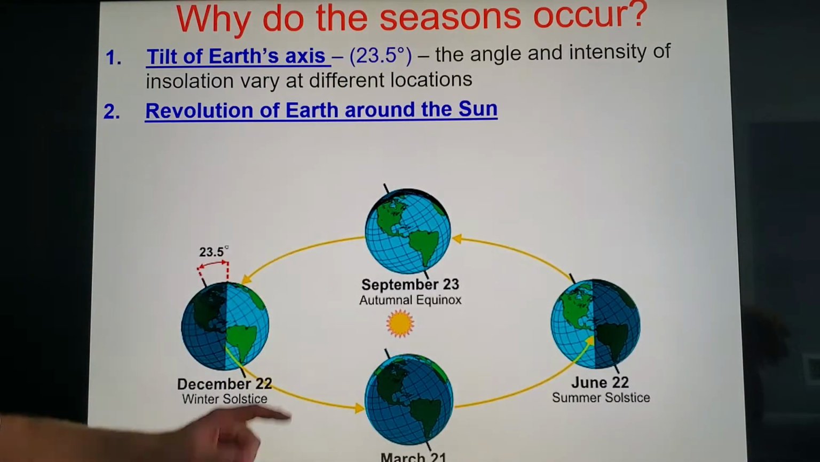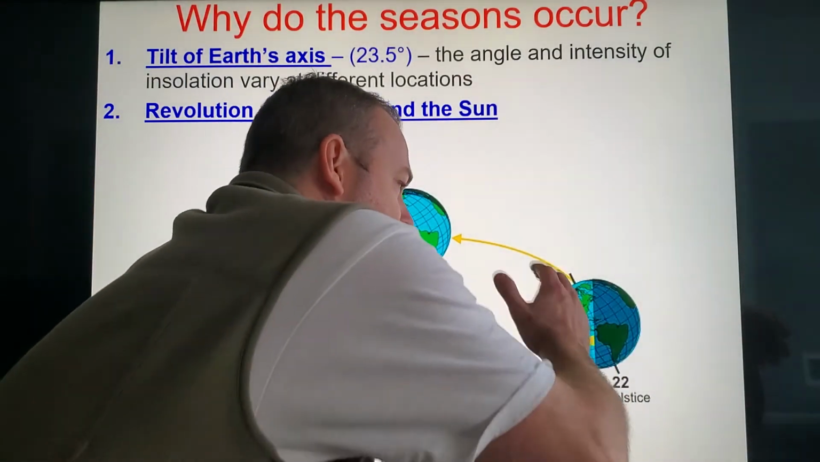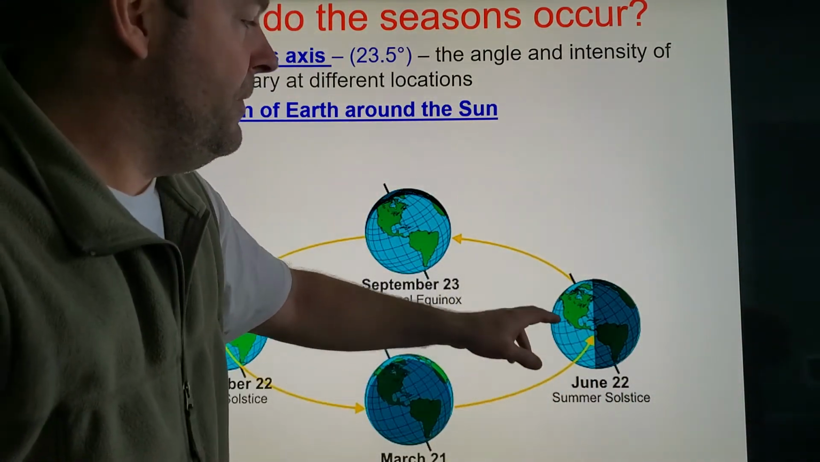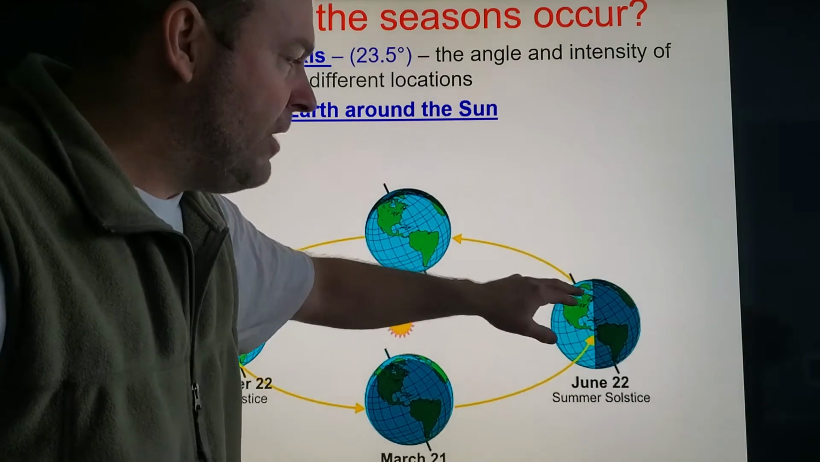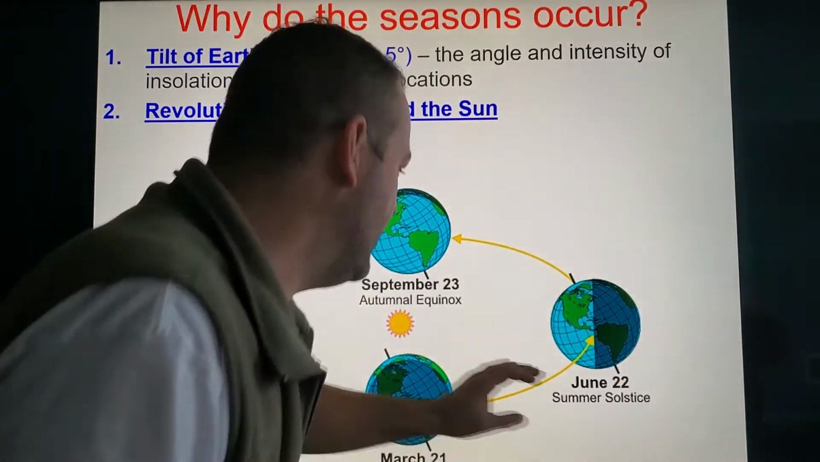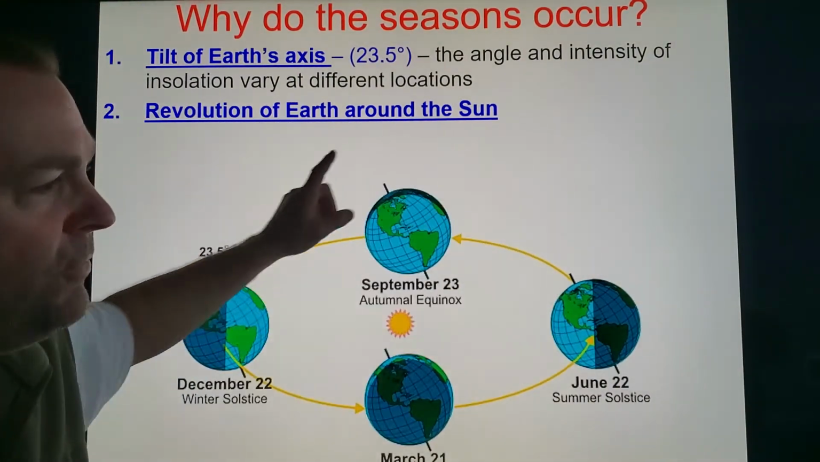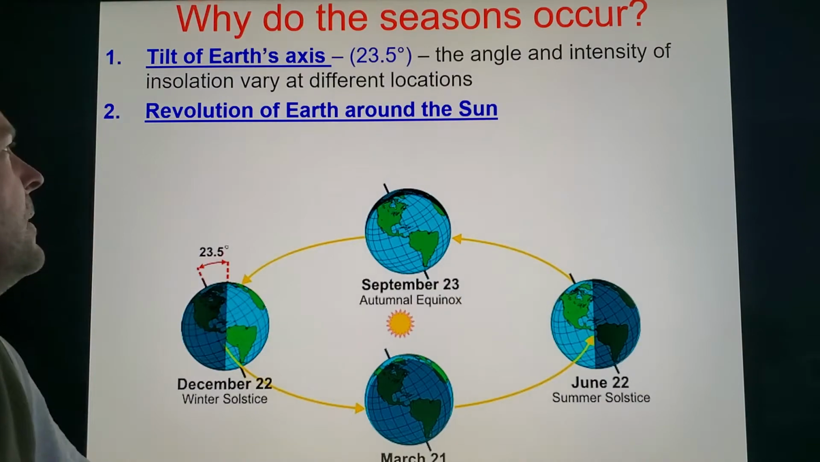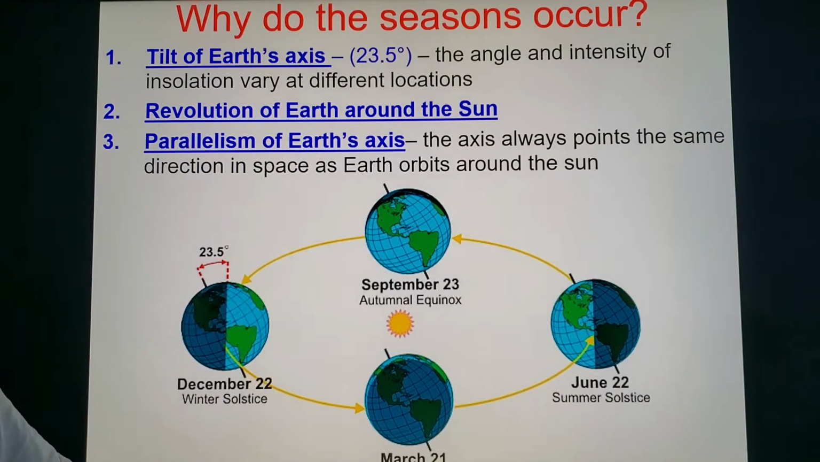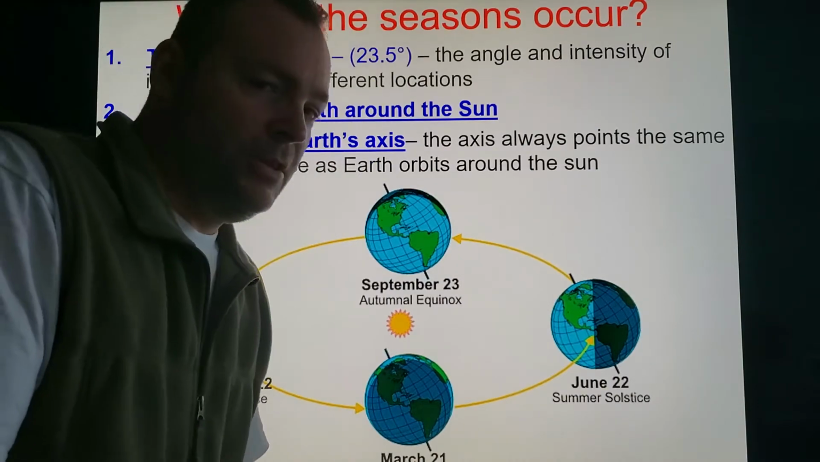All right? Second, of course, it's got to revolve around the sun. If it was just tilted in space, then only one hemisphere would get the direct, and the other would always get the indirect. Not to mention the sun's gravity, of course, would pull it in and destroy us if we weren't revolving around, but we'll save that for astronomy. And there's that new one for you, parallelism. The idea that the Earth keeps its tilt throughout the year.